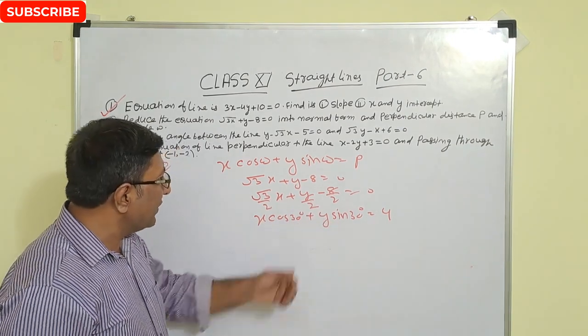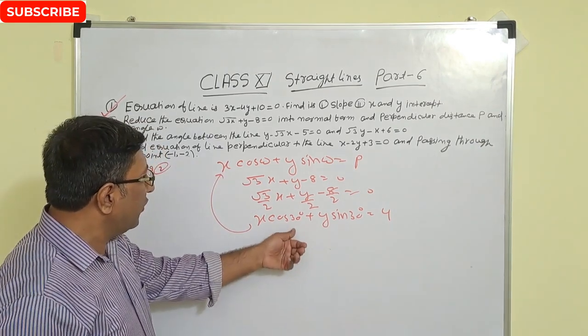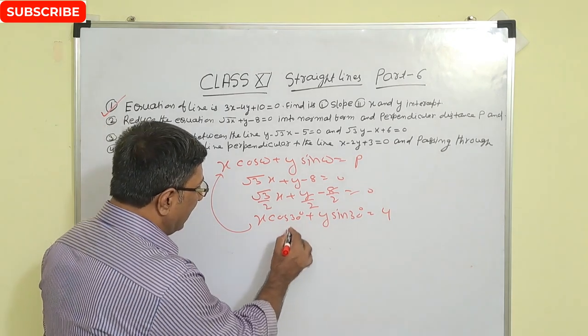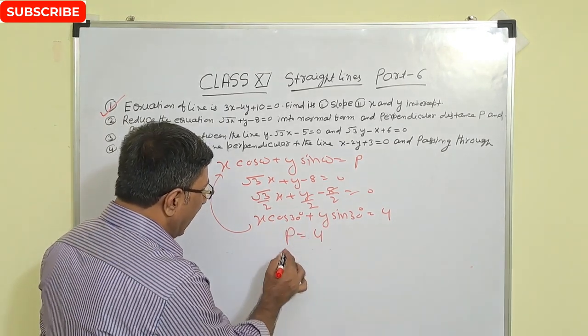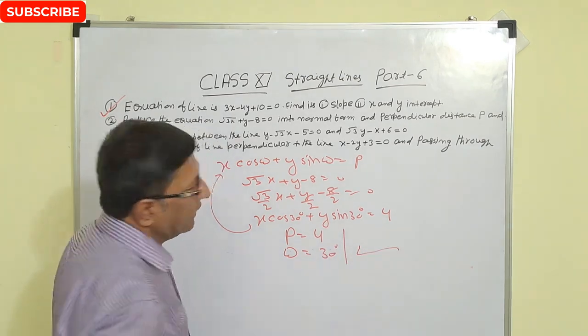So now this is the equation x cos 30 degrees plus y sin 30 degrees equal to 4. When we compare this equation to the normal form, we will get omega equal to what? 30 degrees, p equal to 4. So perpendicular distance p equal to 4 and angle omega equal to 30 degrees. This is the right answer.